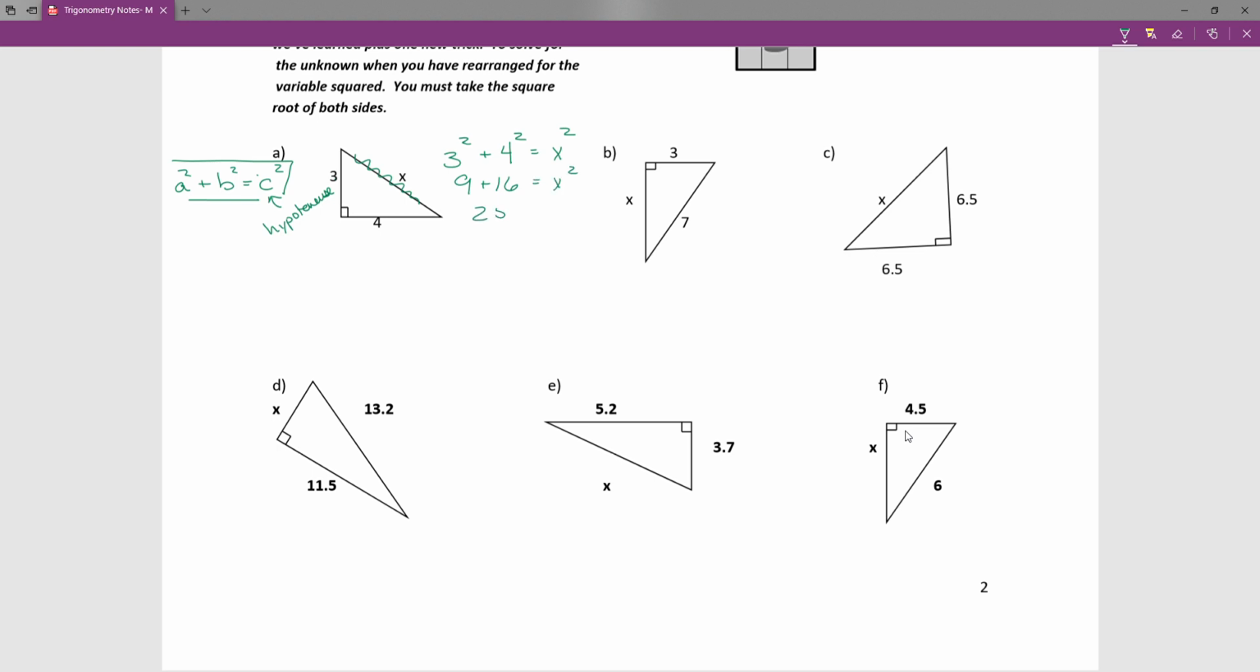It is 25, but I haven't solved for x. I have solved for x squared. That's what this is talking about up here. You have to take the square root of both sides. So we talked about this in chapter 9 with the radicals. If I square both sides, the square root of x squared is x. And in this case, the square root of 25 is 5. That is a perfect square, which is awesome.